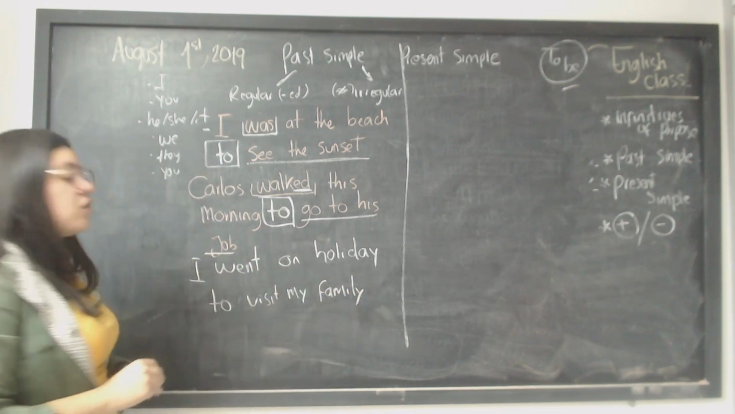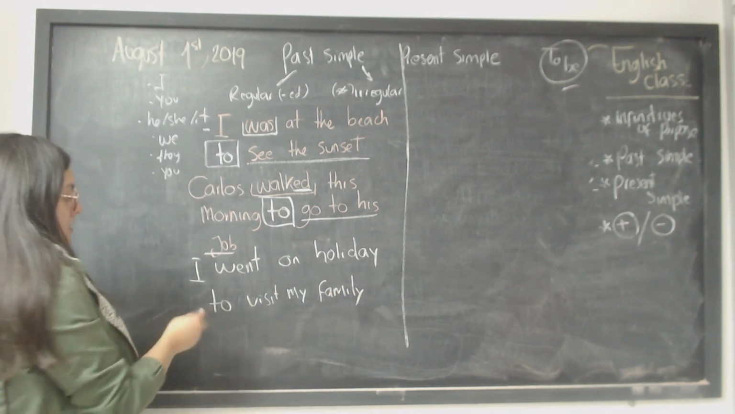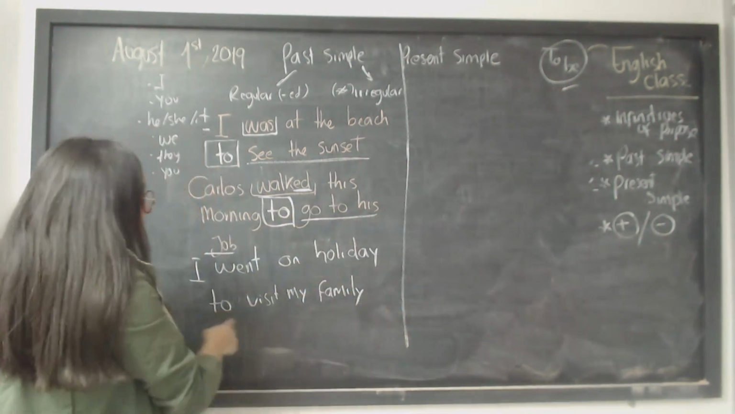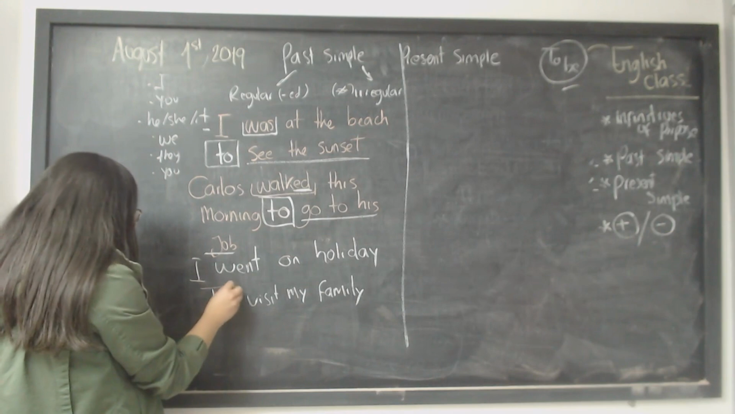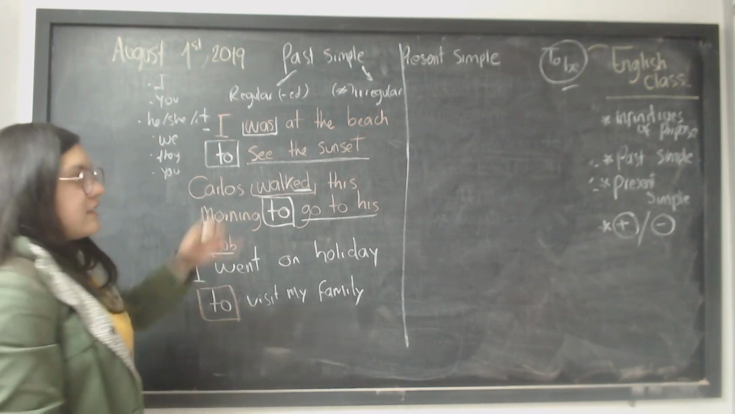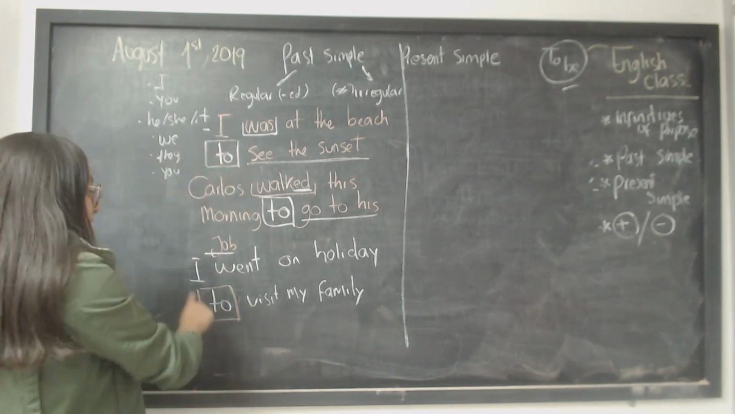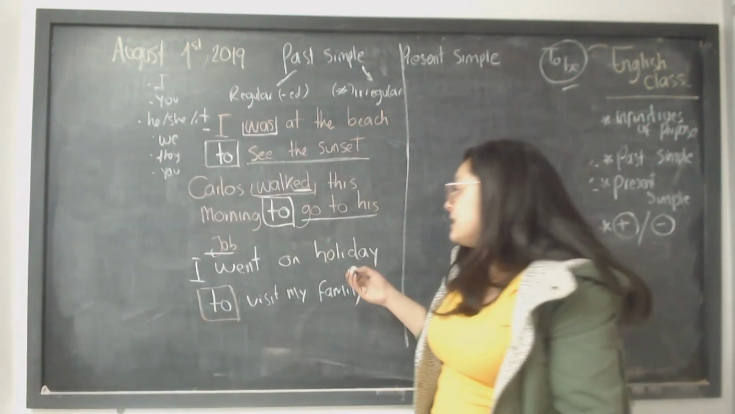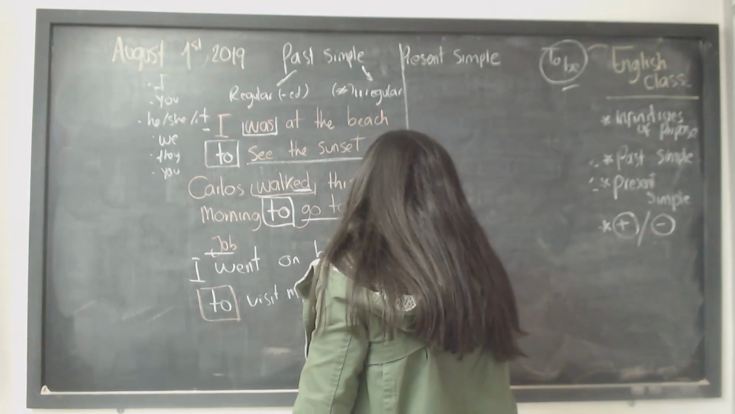I went on holiday to visit my family. Yo fui de festivo o me fui de viaje o a vacacionar para visitar a mi familia. To is the infinitive of purpose. This one, I went on holiday, me fui de vacaciones, is what I did. Es la acción, lo que hice.